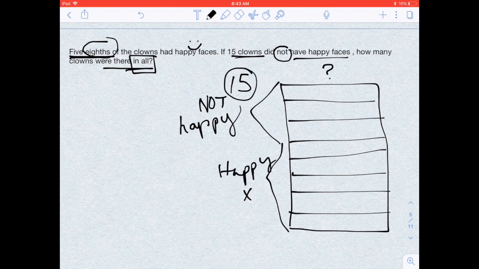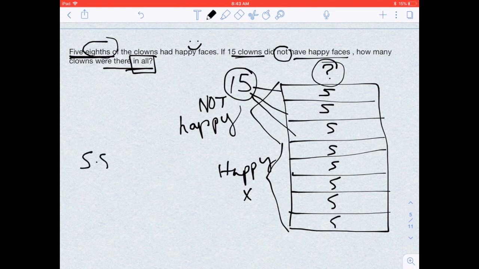So I'm going to take that 15 and break it into 3 parts, and then put numbers in each box. So 15 divided by 3 is 5. And then I can just keep doing my 5 all the way down. So to find my total, I need to add up all my 5s, and I have 8 boxes of 5, so 5 times 8. There are 40 clowns running around in some poor town.